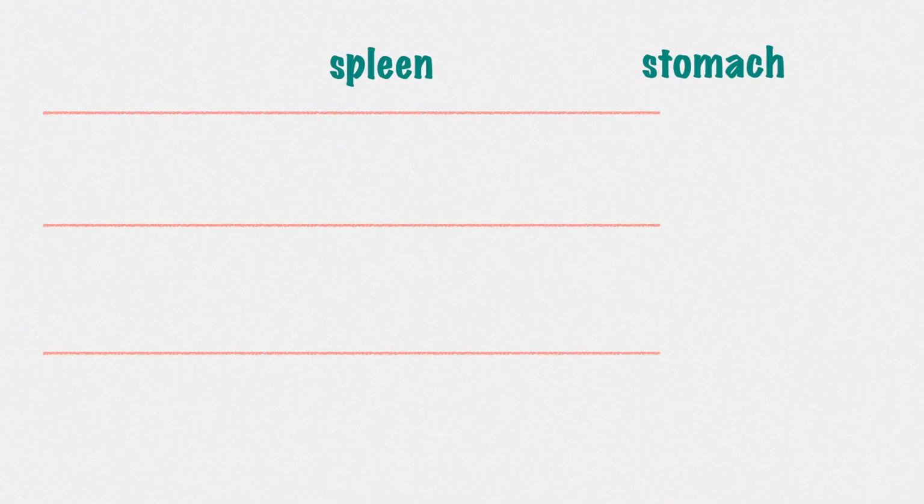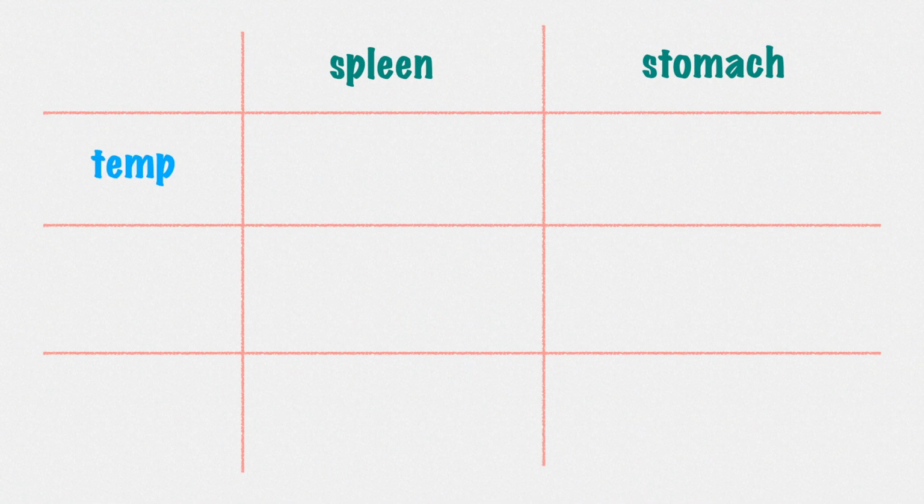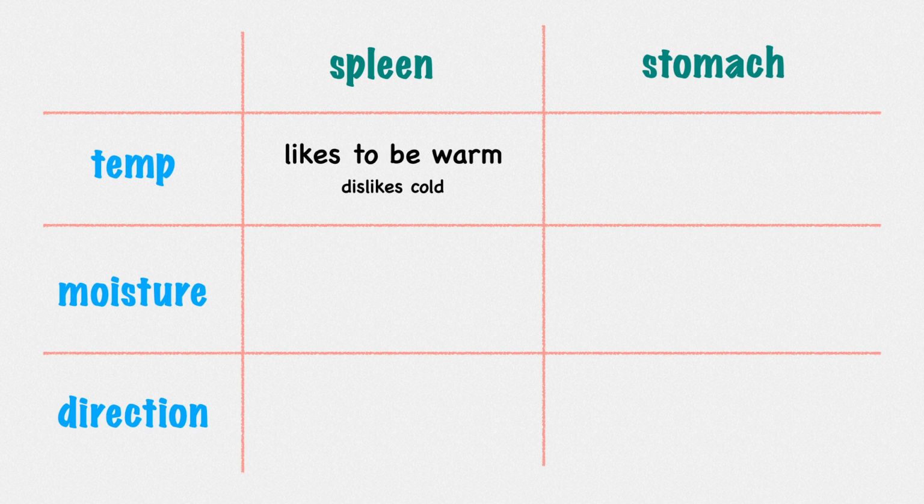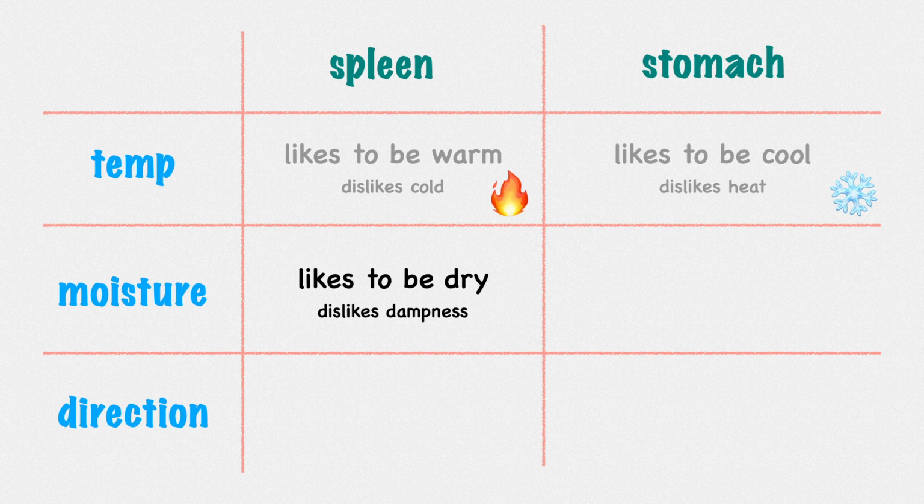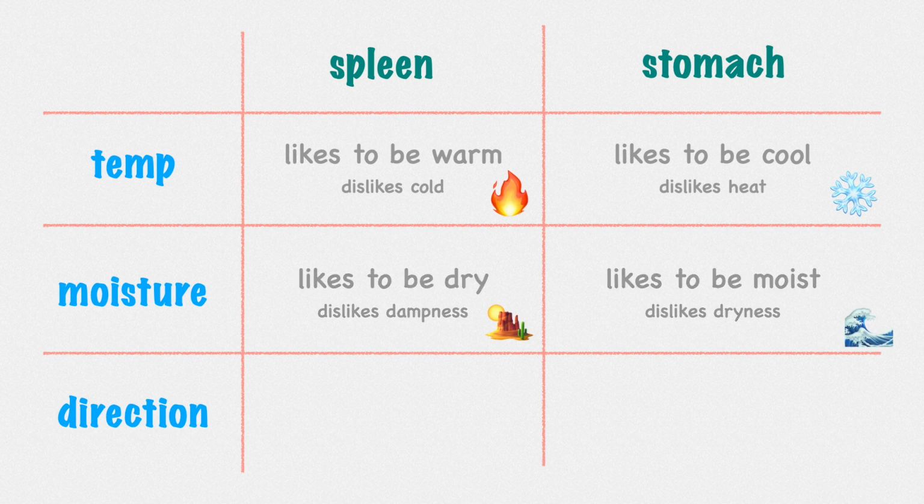However, if we really wanted to differentiate them, there are 3 major differences between the spleen and stomach in terms of temperature, moisture, and direction. In terms of temperature, the spleen likes to be warm and is averse to cold, whereas the stomach likes to be cool and is averse to heat. The spleen likes dryness and has an aversion to dampness, while the stomach likes to be moist but has an aversion to dryness. In terms of direction, the spleen has an upward direction, while the stomach has a downward direction.